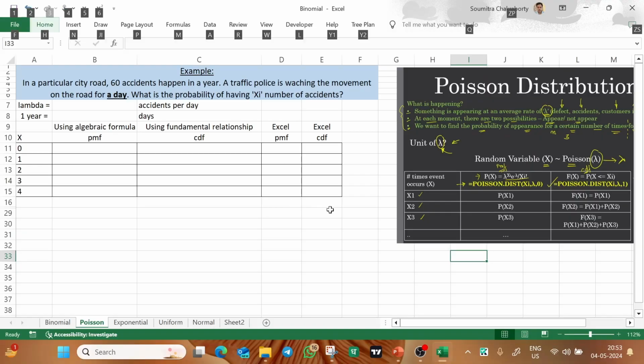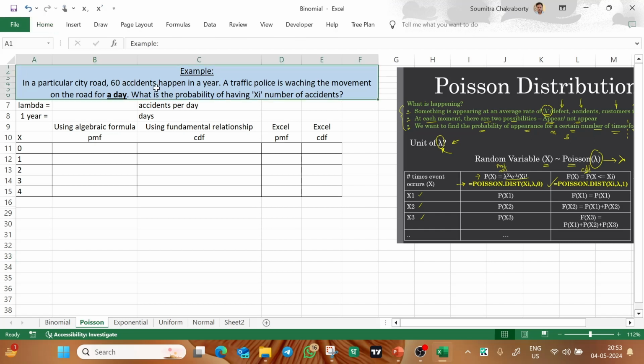So here is the problem. In a particular city road, 60 accidents happen in a year. I know this is a morbid figure. 60 accidents never happen in a year, but let us assume that it happens. Then a traffic police is watching the movement on the road for a day. Then what is the probability of having xi number of accidents? Accidents in a day again.